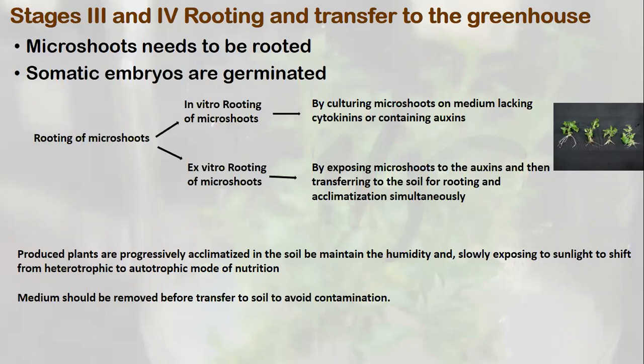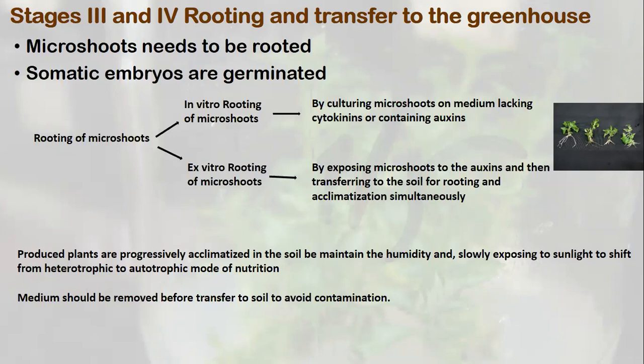Now second is ex vitro rooting. What is ex vitro rooting? We prepare good quality shoots and transfer these shoots to soil pots directly without rooting. And rooting and acclimatization are carried out simultaneously. This is called ex vitro rooting. Both have been attempted and both have been successful in varying degrees in different plants. Not that the success is the same in all the plants and all the cases.